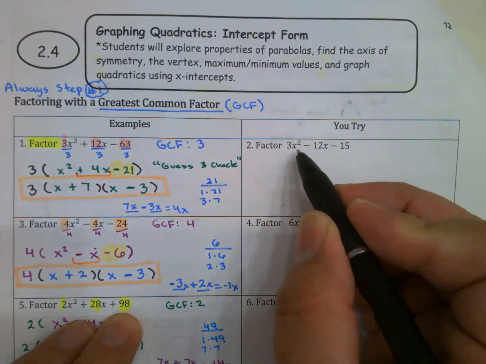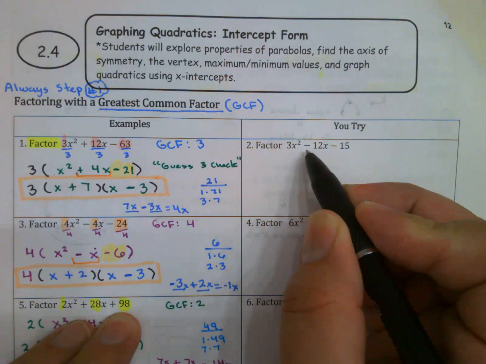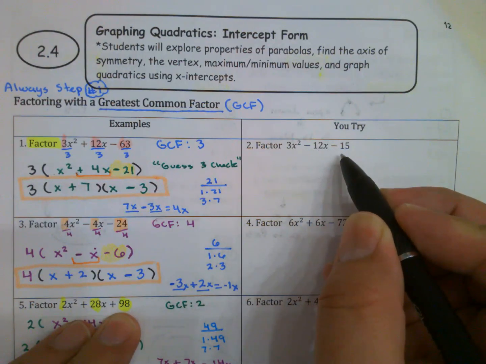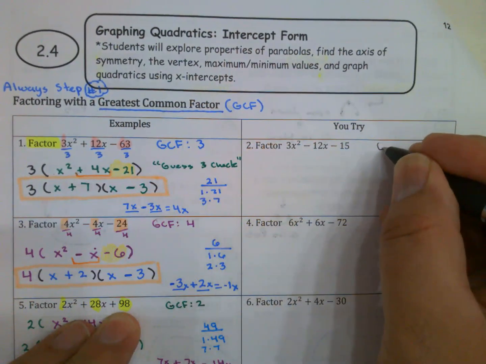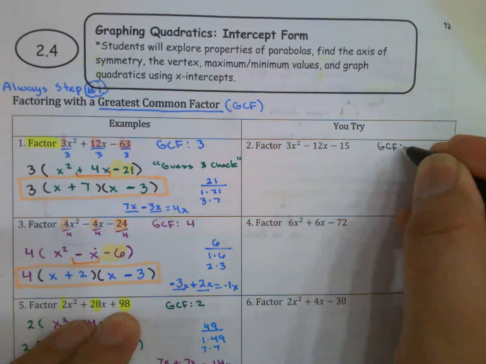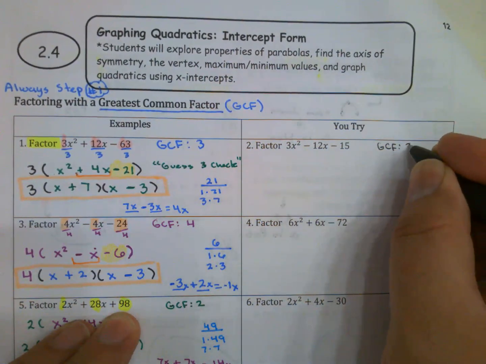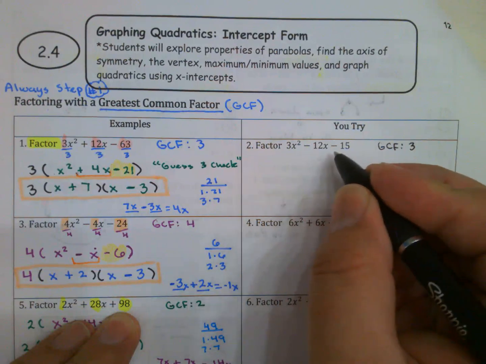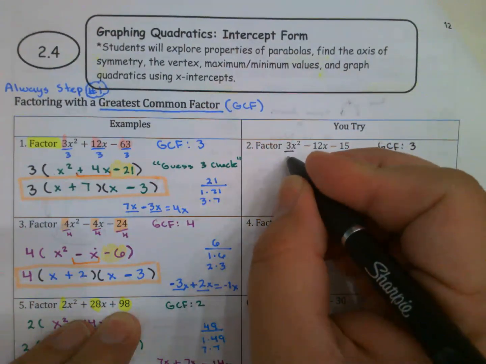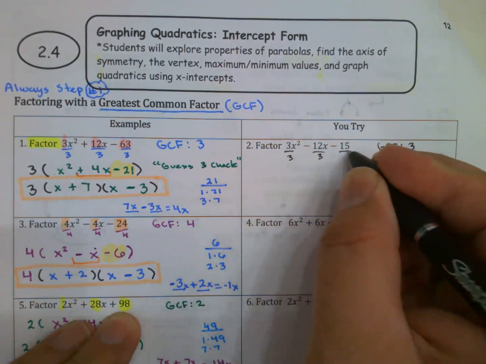When we're looking at this problem here, we see a 3x squared, a negative 12x, and a minus 15. When we think about what's the number that divides all of them, we can see that the number 3 would divide into the 3, the 12, and the 15. So yes, that would be my GCF. So this is what I'm thinking in my head.